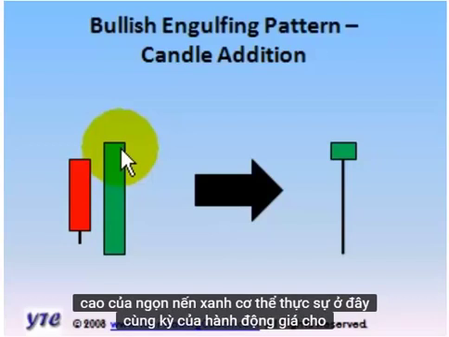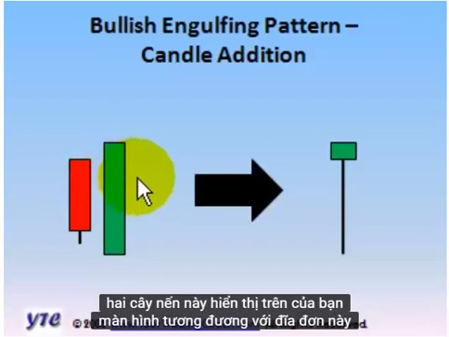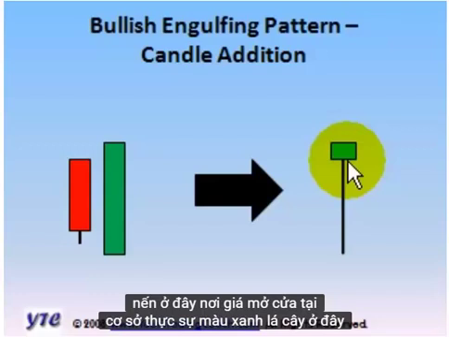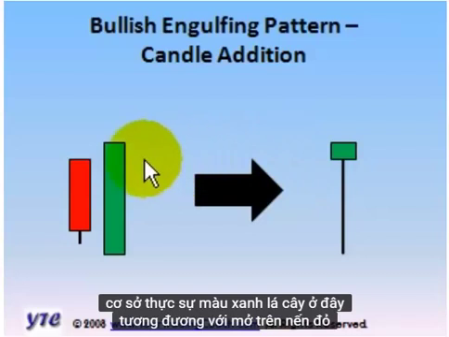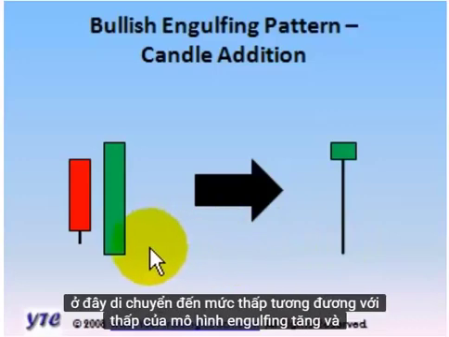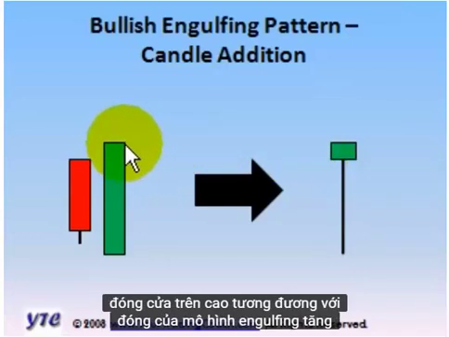The same period of price action for these two candles displayed on your screen is equivalent to this single candle here, where price opens at the base of the green real body here, equivalent to the open on the red candle here, moves to the lows, equivalent to the low of the bullish engulfing pattern, and closes on the high, equivalent to the close of the bullish engulfing pattern here.